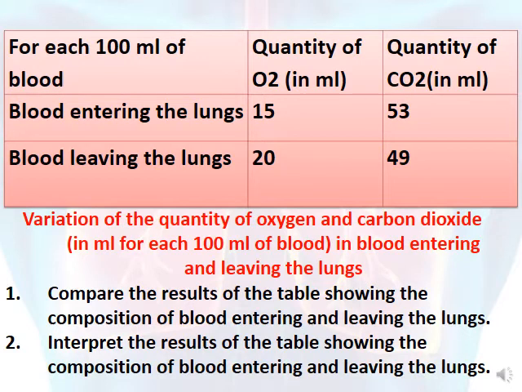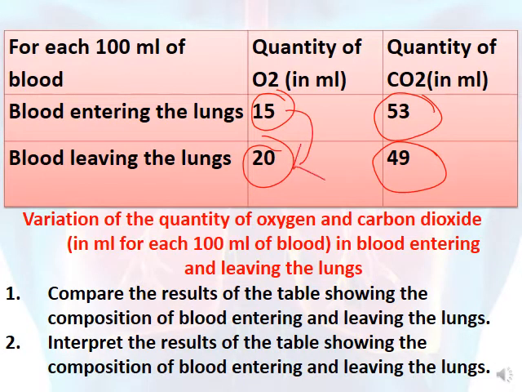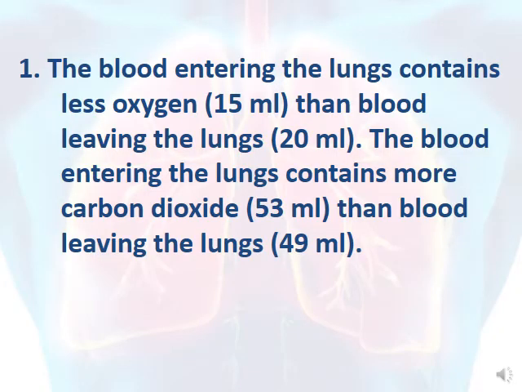First question: compare the results of the table showing the composition of blood entering and blood leaving, and interpret the results. As you see here, in the blood entering, the amount of oxygen was 15, while in the blood leaving it was 20. Carbon dioxide in the blood entering was 53, in the blood leaving it was 49. Here 15 increases to 20, 53 decreases to 49. So the blood entering the lungs contains less oxygen, 15 milliliters, than the blood leaving the lungs, which is 20 milliliters, whereas the blood entering the lungs contains more carbon dioxide, 53 milliliters, than the blood leaving the lungs, which is 49 milliliters.